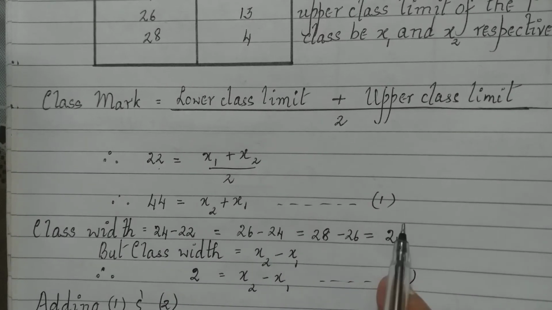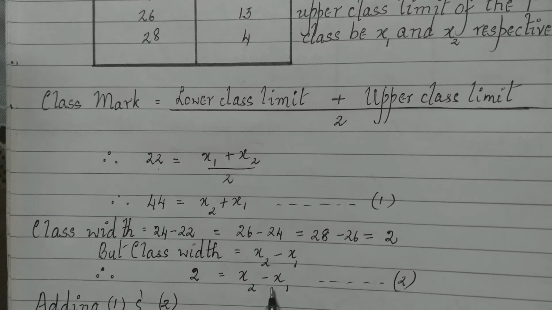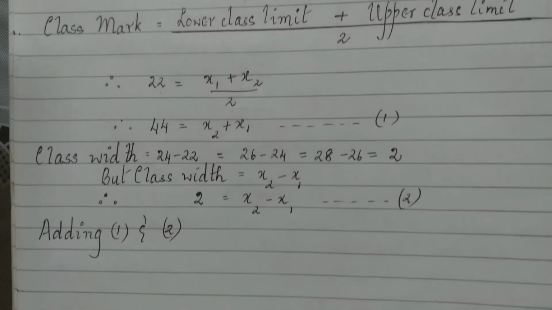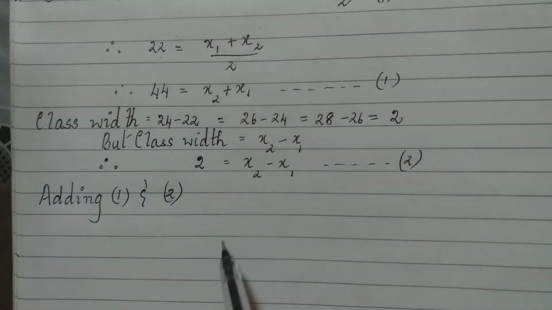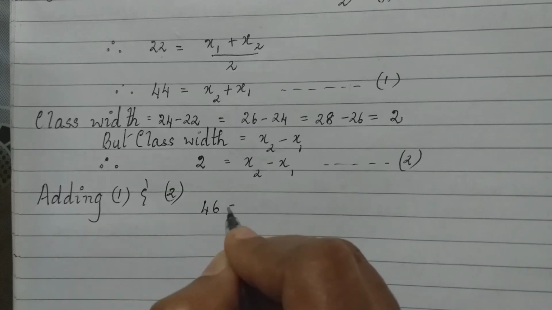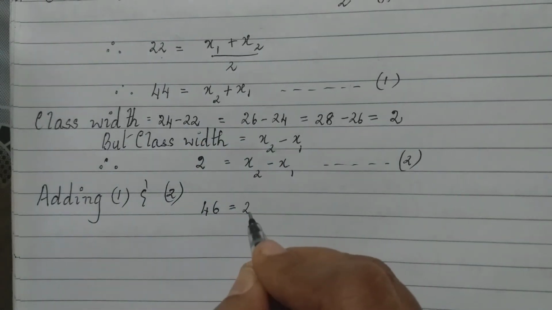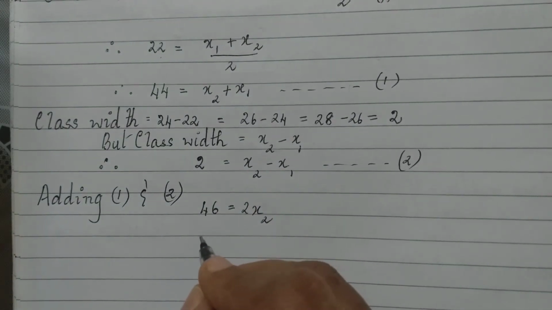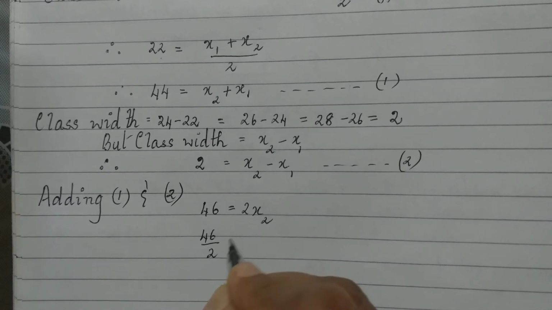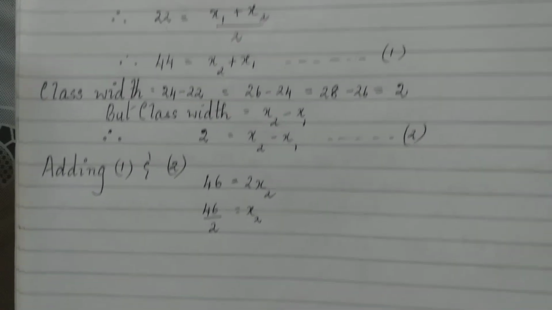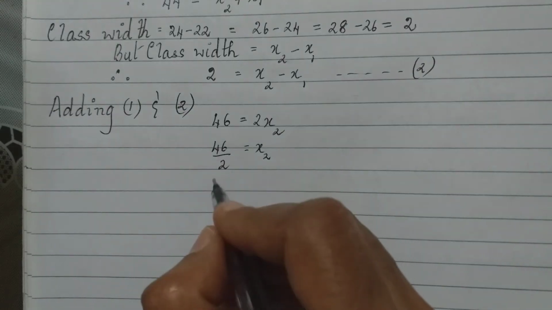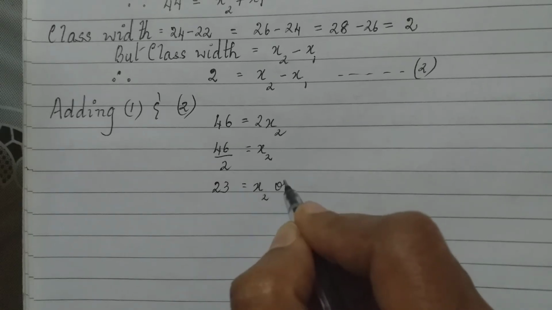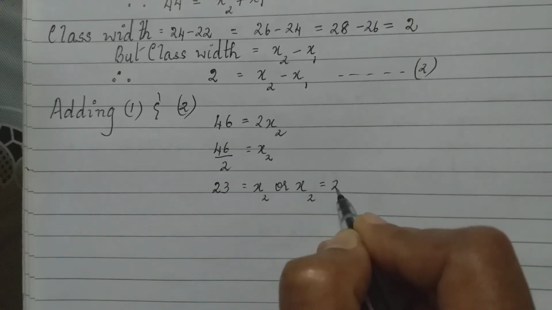Now here I have 44 equal to x2 plus x1 in equation 1, and 2 is equal to x2 minus x1 in equation 2. So we add these two equations, adding 1 and 2. 44 plus 2, that is 46, is equal to 2x2, and x1 minus x1 cancel. So the next step is 46 upon 2 is equal to x2. Therefore 23 is equal to x2, or x2 is equal to 23.